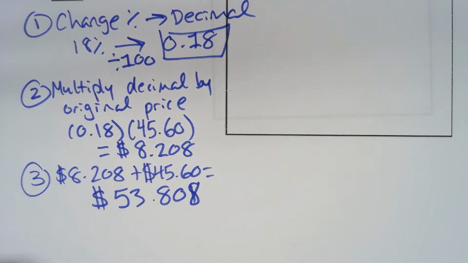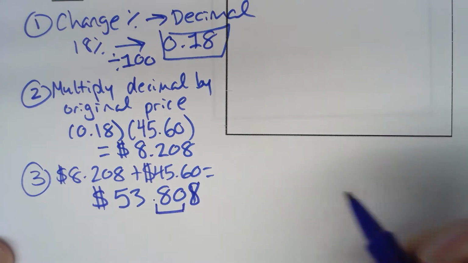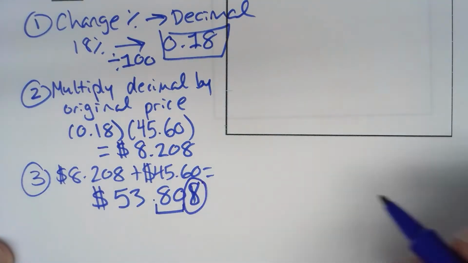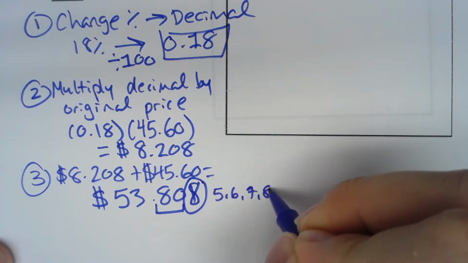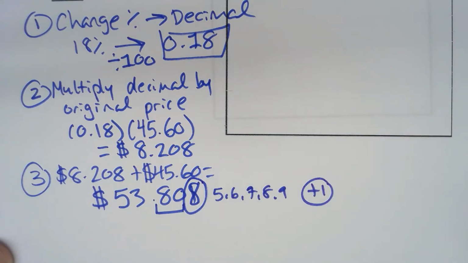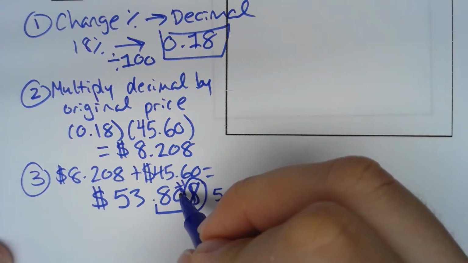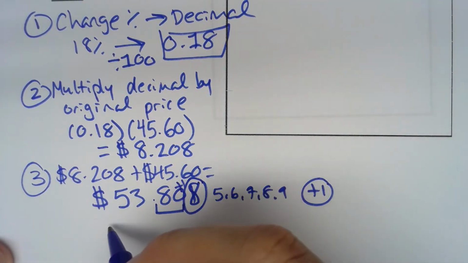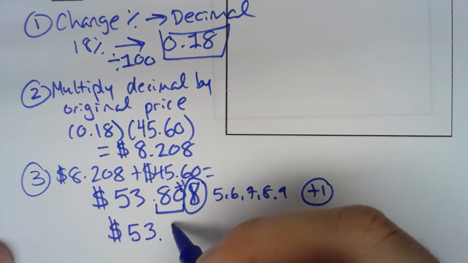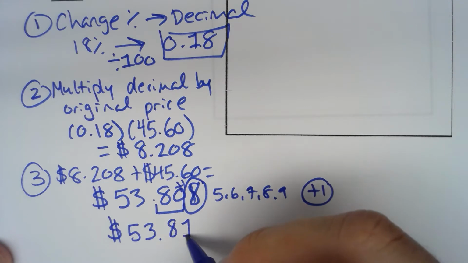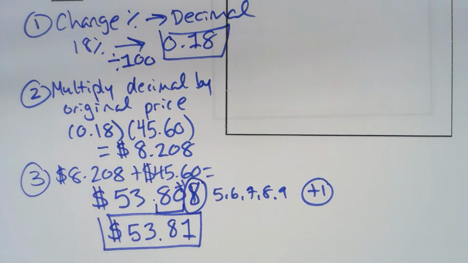Remember, with money, we only need 2 decimal places. So let's look at this number. Remember, if it's 5 or more, you have to add 1 more. So this is 8. That means I have to add 1 more to this number. So my new total after I give an 18% tip is going to be $53.81.